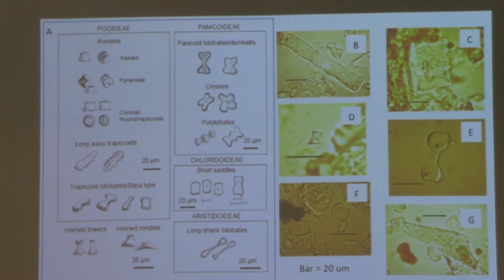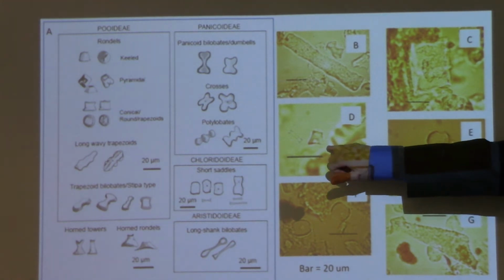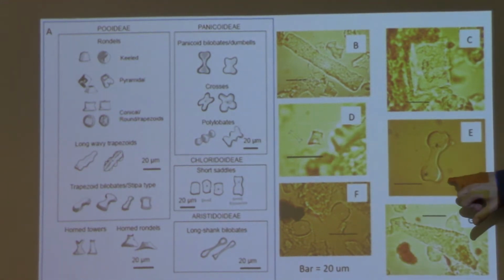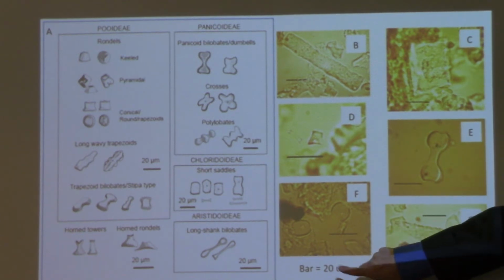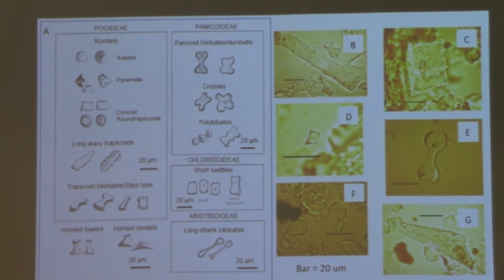So here in the photographs, we have a round rondelle here, which is a Pooideae phytolith. We have a panicoid bilobate here for E, and then in F we actually have two Chloridoideae short saddles.